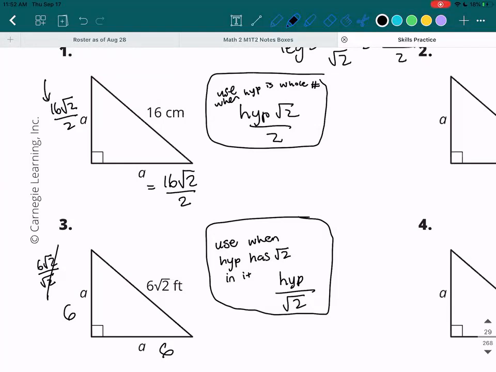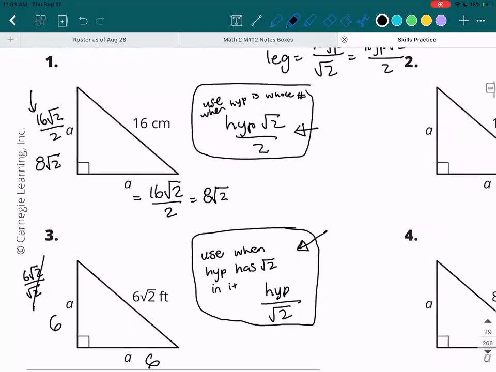Okay, so 16 over 2, we said that was 8. So our answer is actually 8 radical 2. I didn't simplify the top one, my bad, but now we simplify it. My point was that when your hypotenuse is a whole number, you use this equation. When your hypotenuse has the radical, you use the bottom equation. Let's apply this onto the other two numbers.